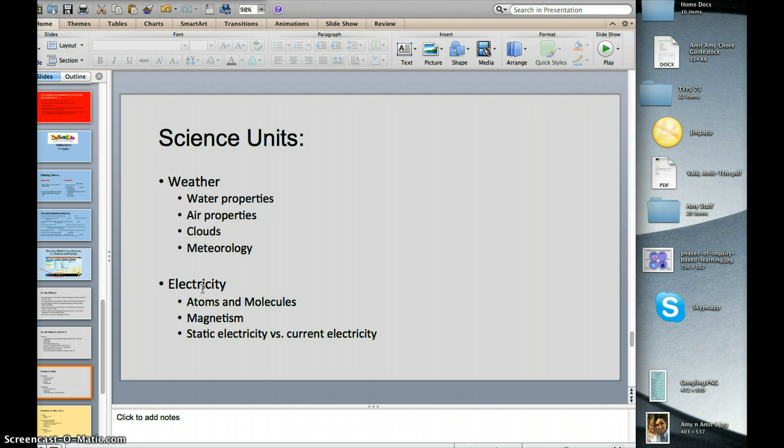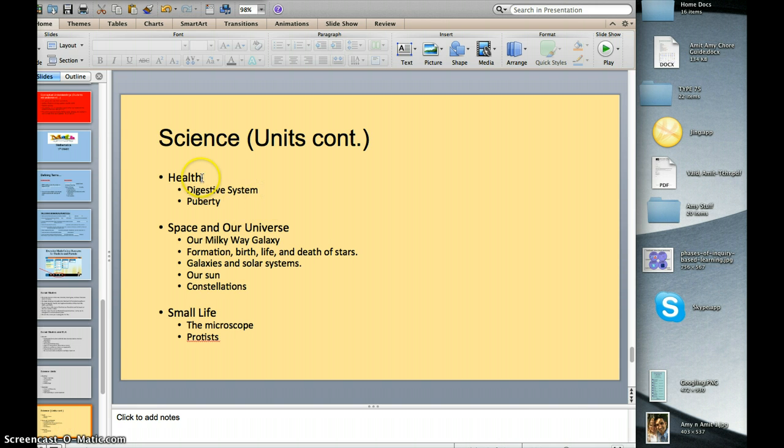We have an electricity unit. We build towards studying static and current electricity by studying atoms and molecules and magnetism. We also study health. We take a close look at one of our body systems, the digestive system, and we also study puberty, and that is done through the field trip to the Robert Crown Health Museum, and with follow-up visits from representatives of the museum to our school to talk to the boys and girls about the reproductive system and puberty.